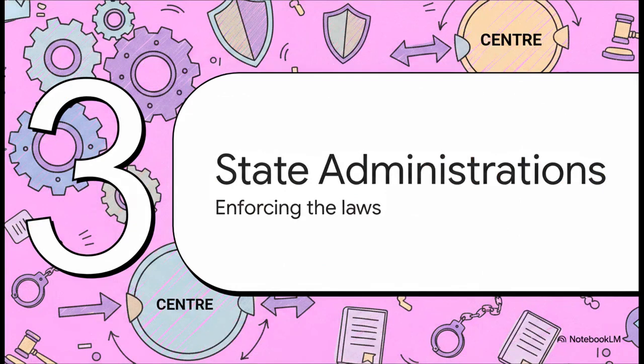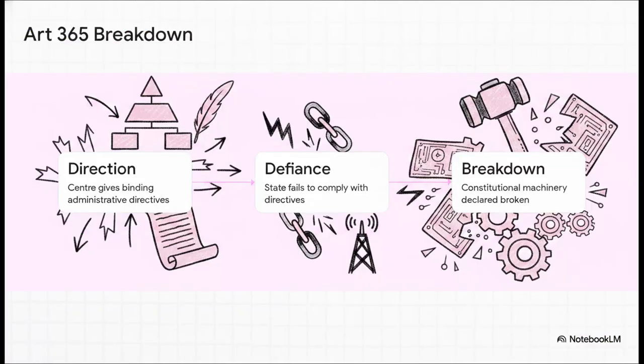Moving on to Section 3, directing state administrations and enforcing those laws. Think of this dynamic kind of like a parent company and a subsidiary. A state's executive power has to ensure compliance with parliamentary laws. The center can even issue direct administrative directives to states, say for maintaining national communication lines or protecting railways. So the million-dollar question is, what happens if a state just flat-out refuses to listen? Well, the Constitution provides a rather heavy hammer. If a state completely ignores these directives, the center can officially declare a full breakdown of constitutional machinery in that state.